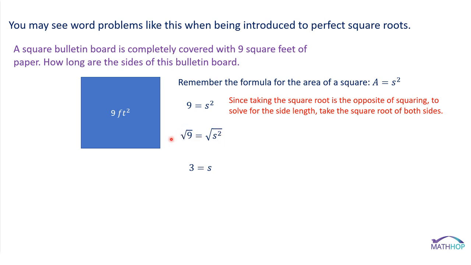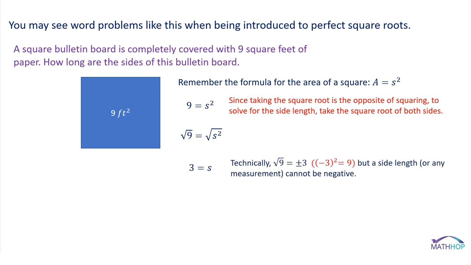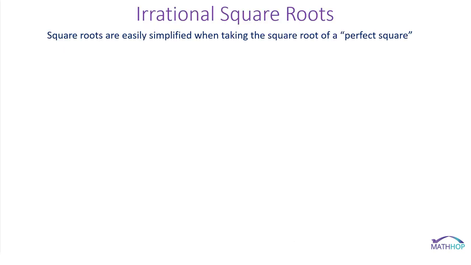Now let's talk about the square root of 9. Technically, the square root of 9 is positive and negative 3 because the quantity negative 3 squared is also 9. But since this question is asking about a side length of a bulletin board, it can't be negative. In fact, if you're dealing with measurements, you're always going to take the positive square root. And that positive square root is called the principal square root. It doesn't matter that it's called the principal square root, but if you hear your teacher saying it, that's what they're talking about.